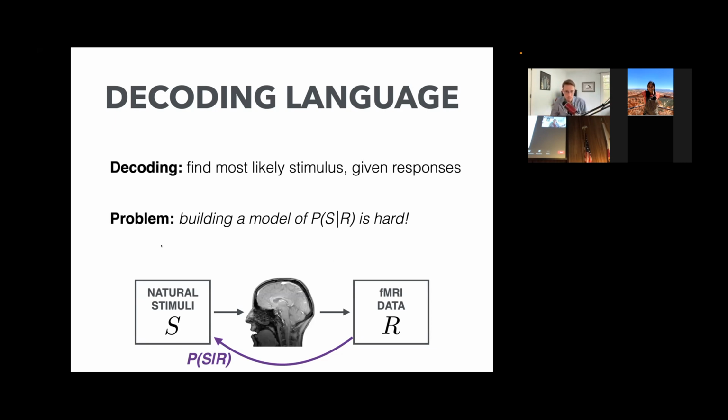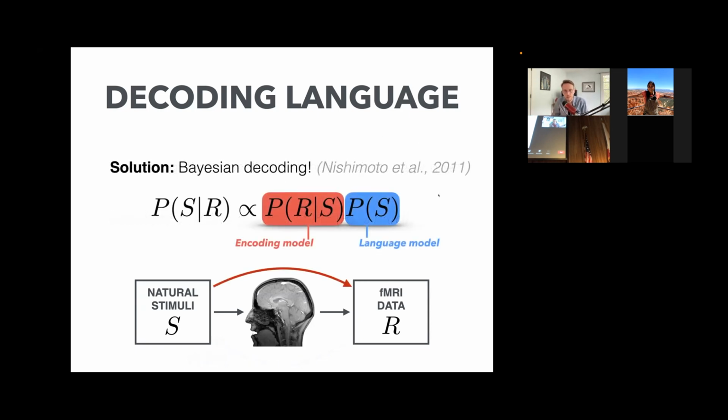So just building this model directly that goes from the response to the stimulus is really hard for that reason. There are many different ways that you could arrange 40 words to make up one of these things. But it turns out there's a very nice solution to this, which was, I think, really developed by a colleague of mine, Shinji Nishimoto, when he was a postdoc at UC Berkeley, that is called Bayesian decoding. And it works like this.